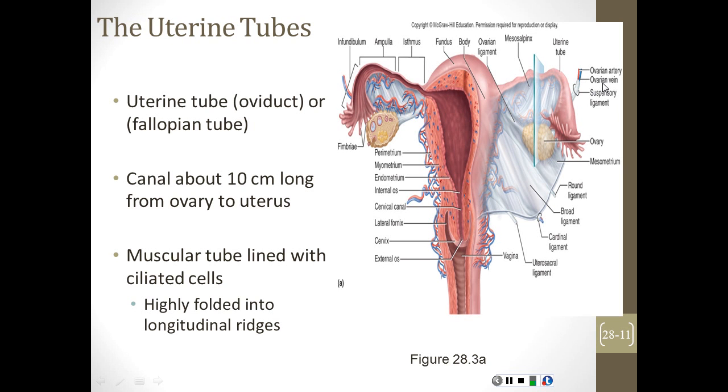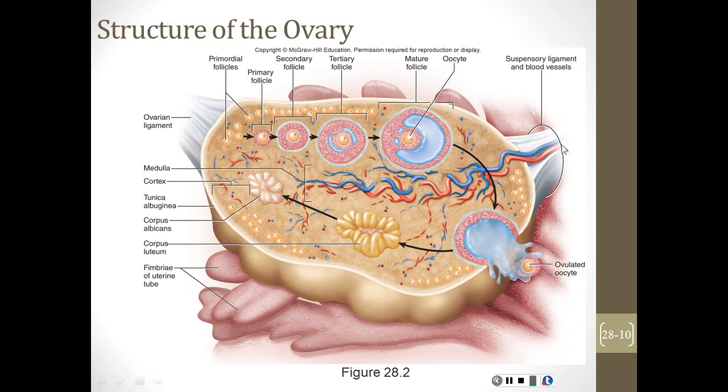Now the ovarian artery passes through the suspensory ligament, which we see here. See right here. It passes through this ligament here and approaches the lateral pole.